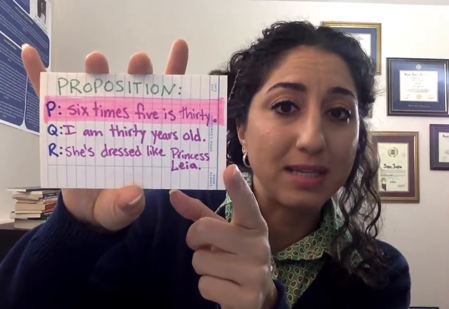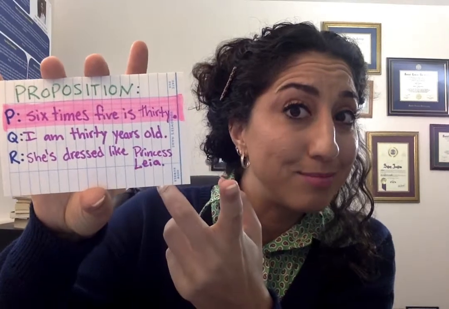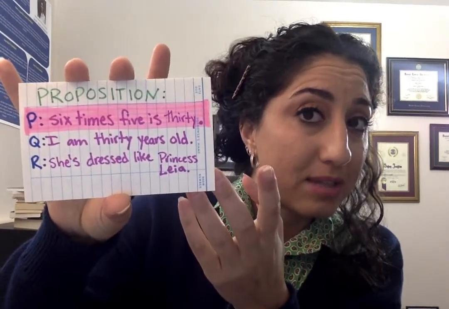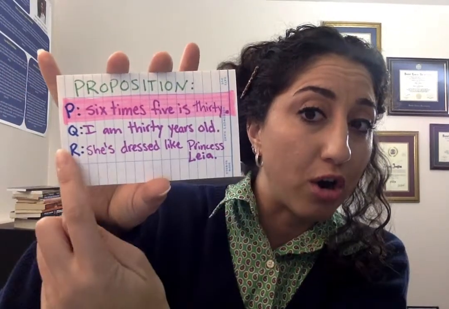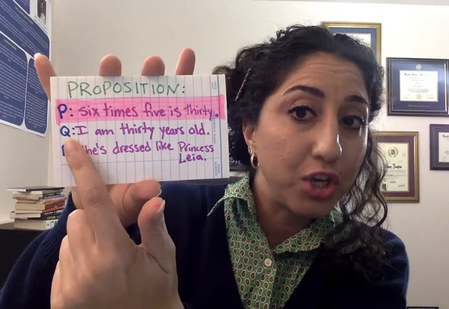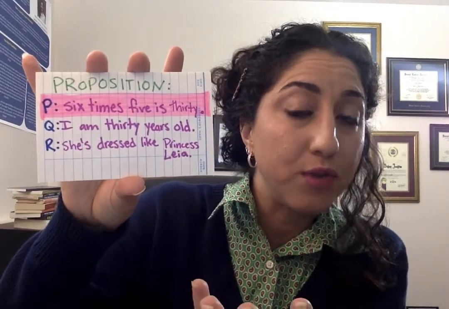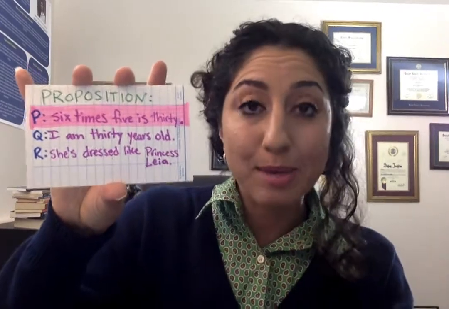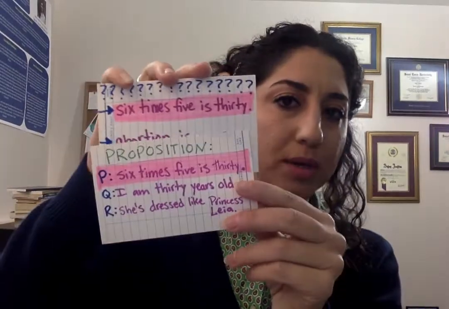She's dressed like Princess Leia. Either she is dressed like Princess Leia or she's not. So that proposition R is either true or false. Proposition Q is either true or false. Proposition P is either true or false. So it is a proposition because it is a statement which can be true or false.